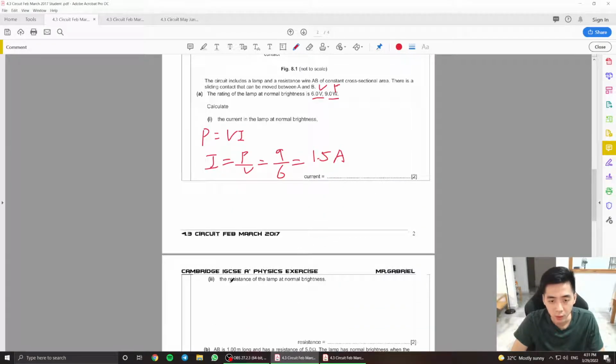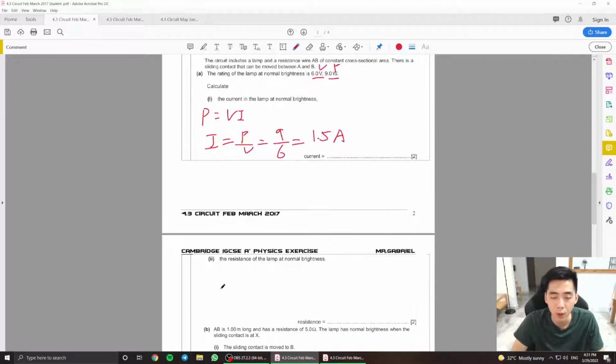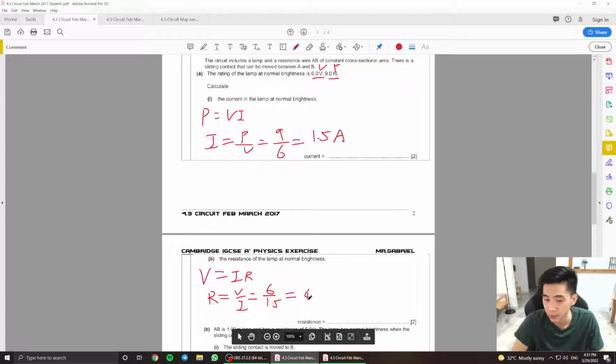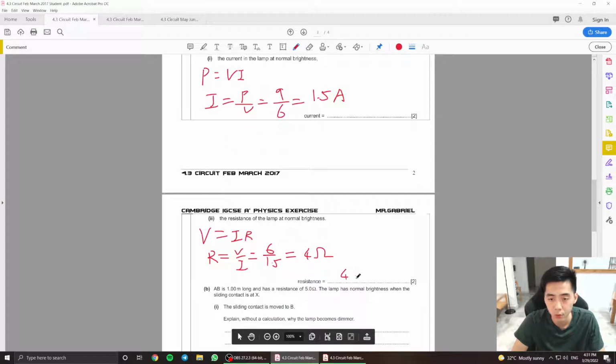Then the resistance of the lamp at normal brightness. Right now, if I want to find the resistance, I can use the V equals IR formula. R will obviously be V over I, which in this case here will be 6 divided by 1.5, and I am supposed to get 4 ohms here.